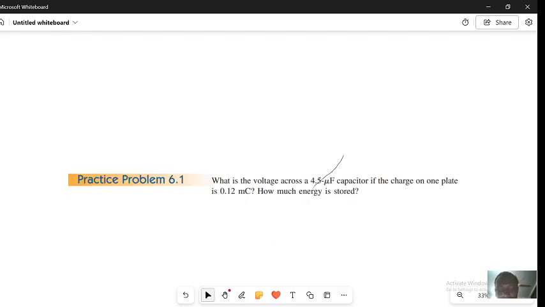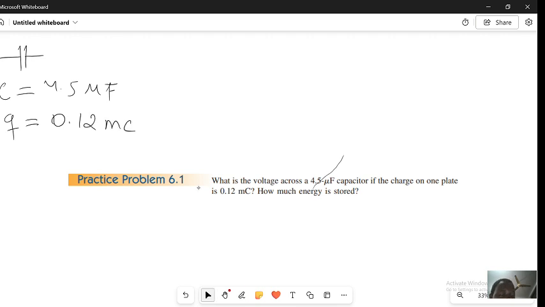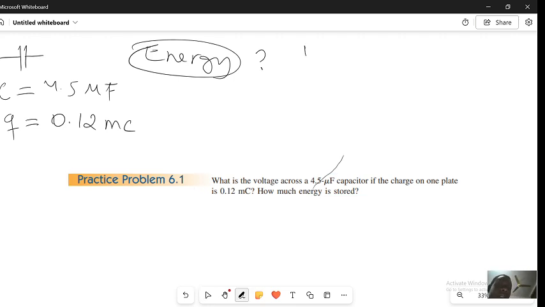Now this capacitor, you ask what is the voltage across. I have the capacitor C, the capacitance, 4.5 microfarad. Now I want to find, if the charge Q on one plate is 0.12 microcoulomb, how much energy. Now I want to find the energy. We already saw all the formulas. I know the formula of energy: energy equals 1 by 2 CV square.